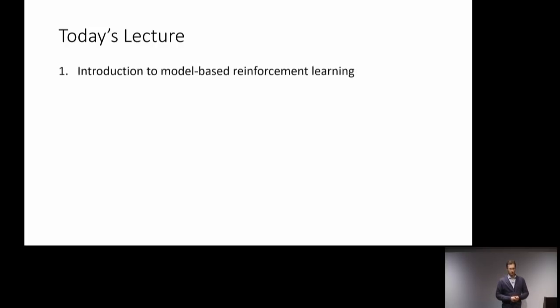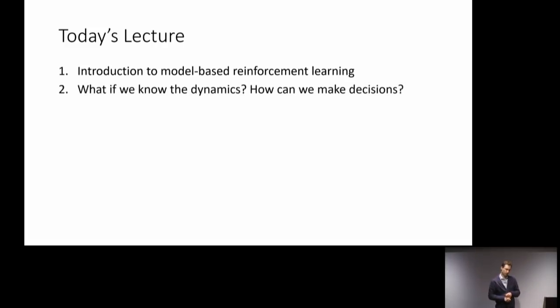How do you make decisions if you know how the world works? And then next week we'll bring back some learning and actually talk about how that can fit into the framework of a model-based reinforcement learning algorithm. So today we're going to introduce model-based reinforcement learning, but we're not actually going to do any learning. We're going to talk about what happens if you actually know the dynamics, if you know the transition functions, or you know the laws of physics in the world. How can you use that knowledge to help you make decisions?